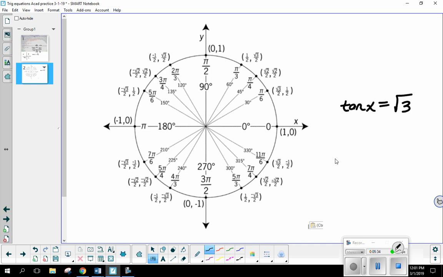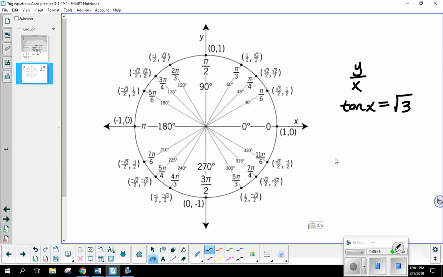It's always y divided by x. Okay, so I'm looking at all these ordered pairs in these two quadrants right here. I'm looking for the ordered pairs that when I take the y value and divide it by the x value, it's going to give me the square root of 3.